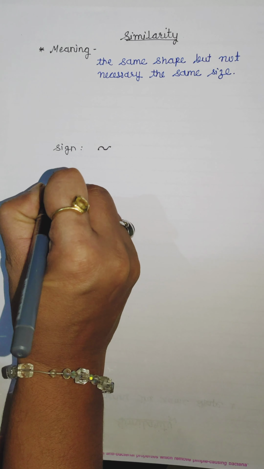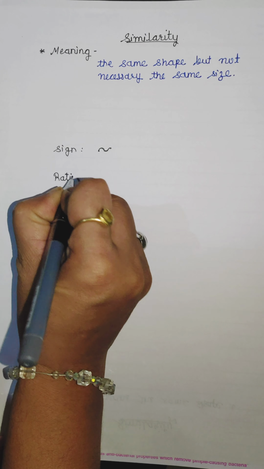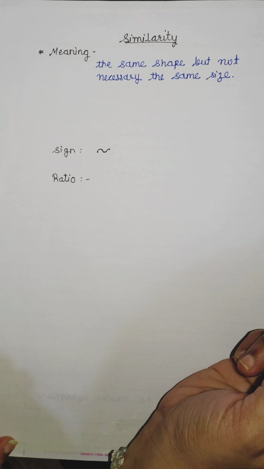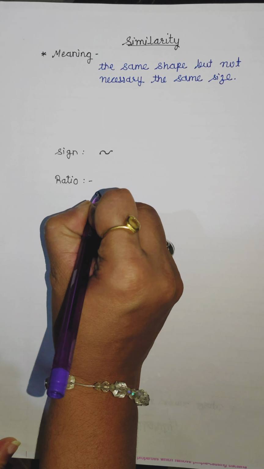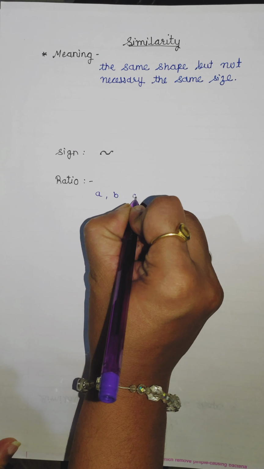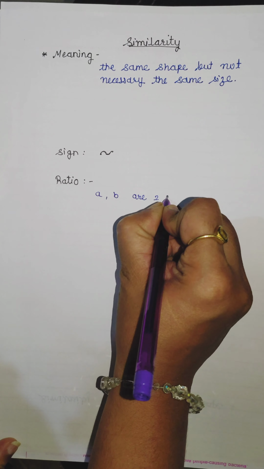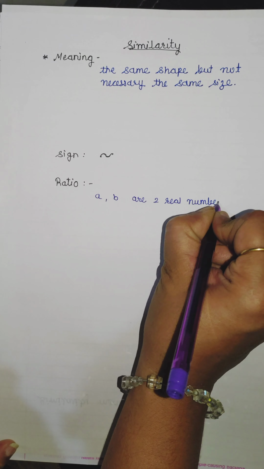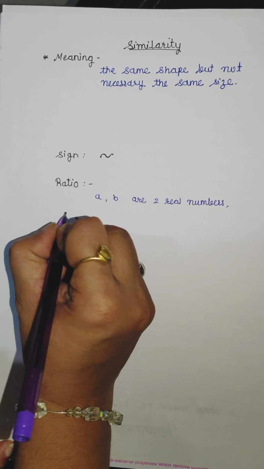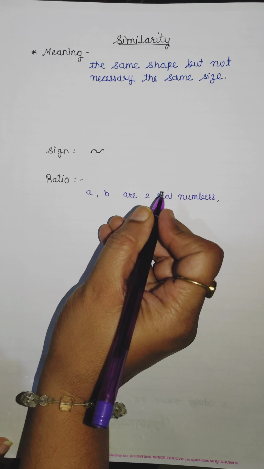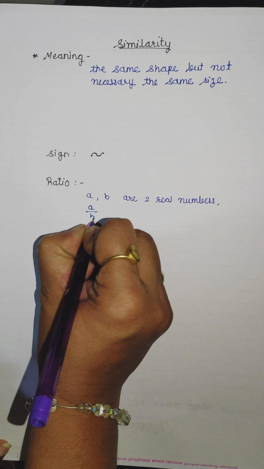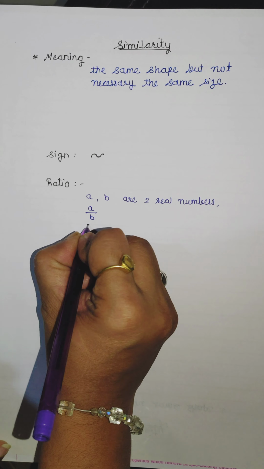Next we will clear the concept about the ratio. Students, in the previous standard you already learned about the ratio. Suppose A and B are two real numbers. Then if we want to write these two real numbers in the ratio form, then we write A upon B. This is called the ratio.